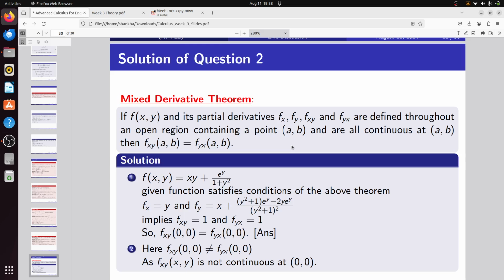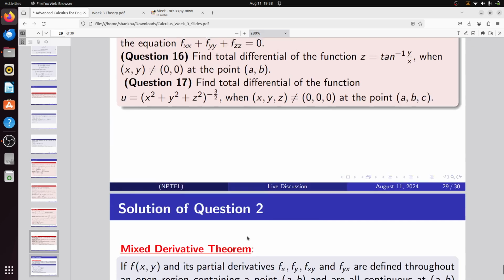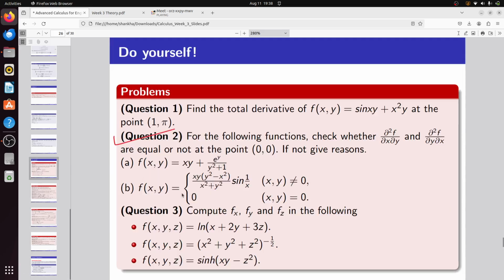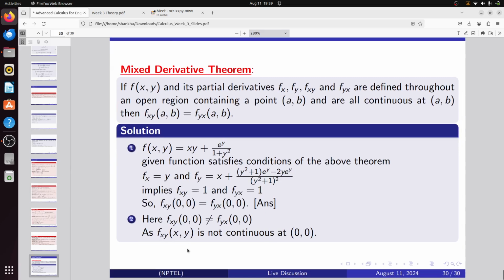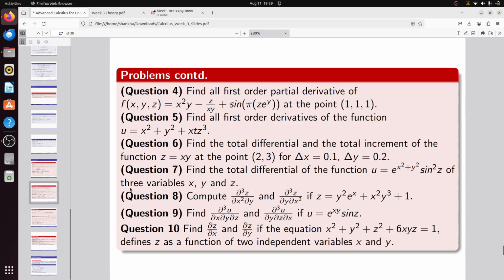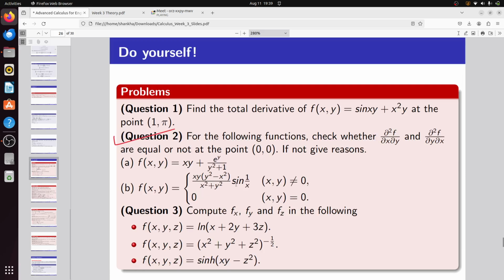So fx equal to... you can also cross check it. Fxy is equal to 1, and from here you also get fy, and then the partial derivative with respect to x you will get once again 1. So fxy at the point 0, 0 also equals fyx at 0, 0. You can cross check this problem. But part B will not satisfy, because this function is not continuous at the point 0, 0.